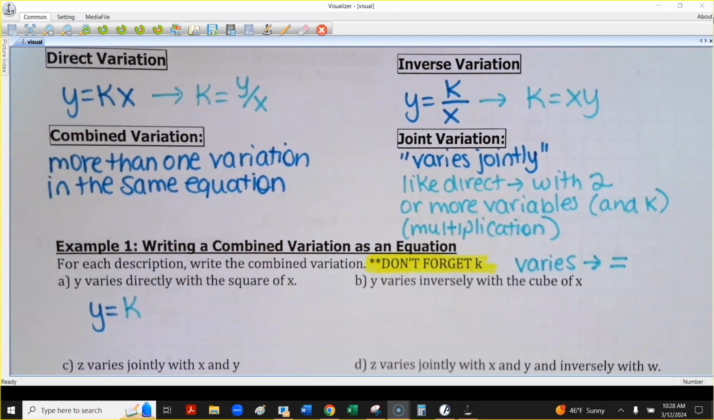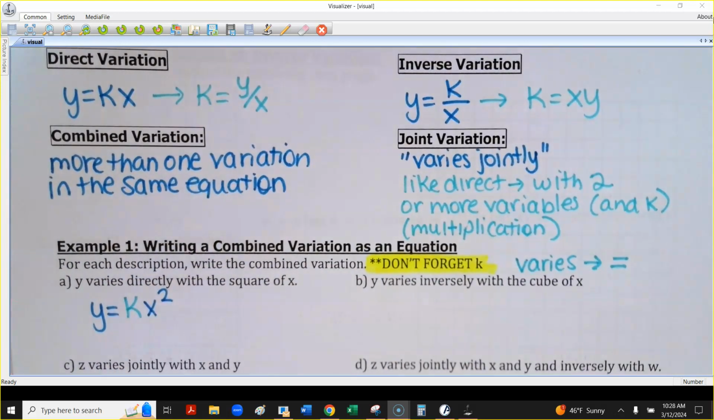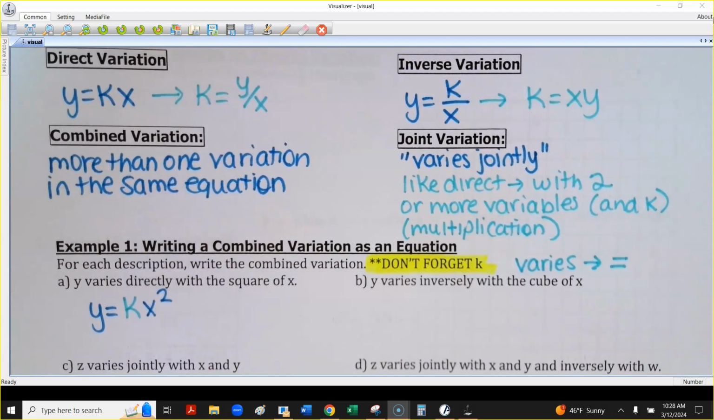How would you write the square of x in an equation? X squared, exactly. X squared, that's literally it. It's just a little alteration from yesterday that's super similar. We did y equals k times x. This is considered a combined variation because it's an alteration of what we did yesterday. So just k times x squared there.